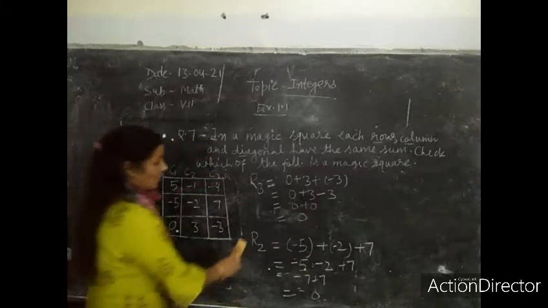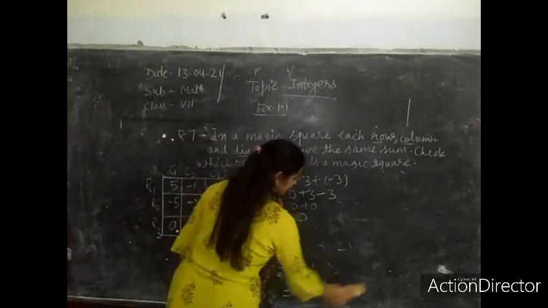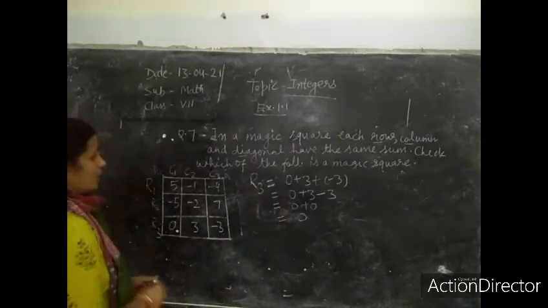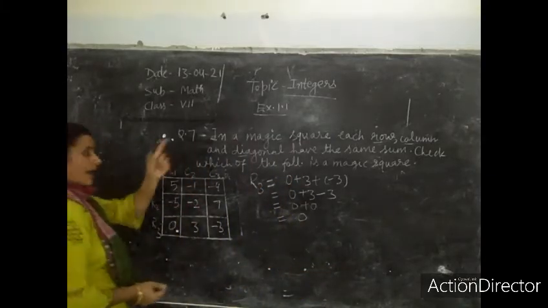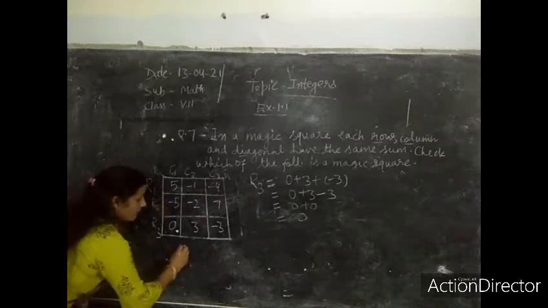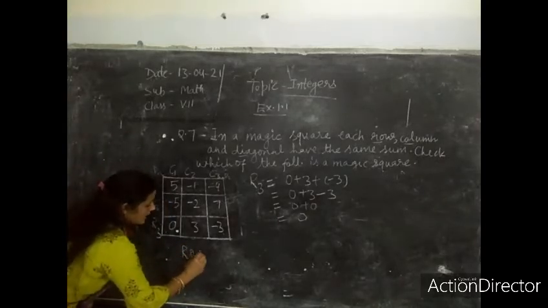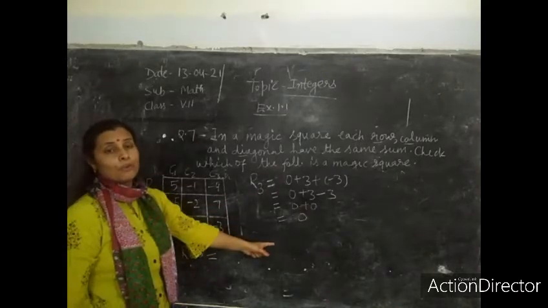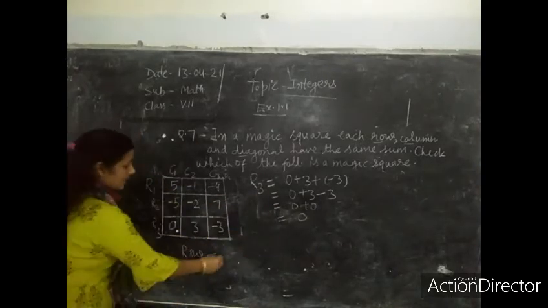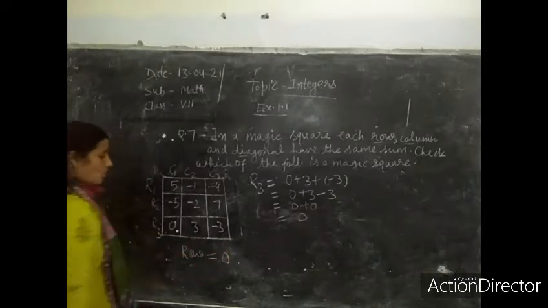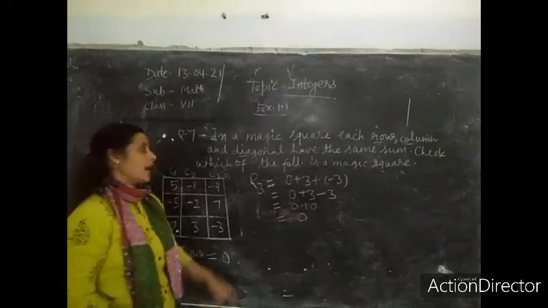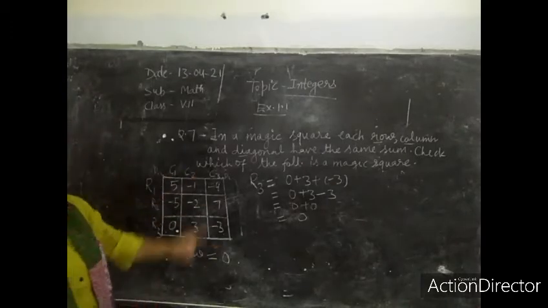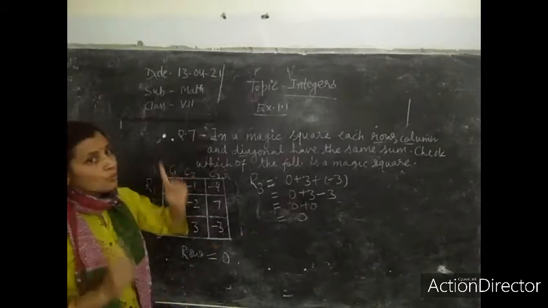So R3 is 0. We are trying to make our normal square into a magic square. Since the sums of all the rows, one by one, came out 0, I will mention here: row equals 0. Now we will apply the same process on columns, taking the columns one by one.